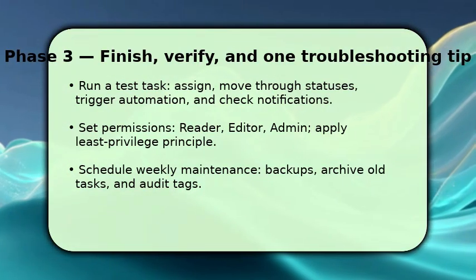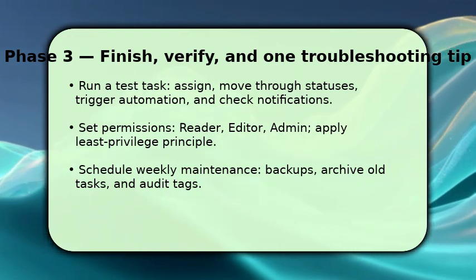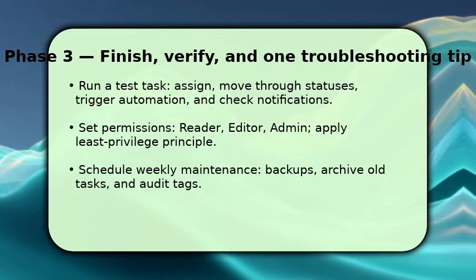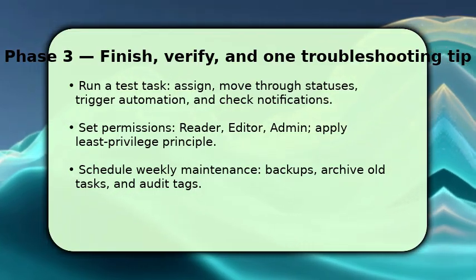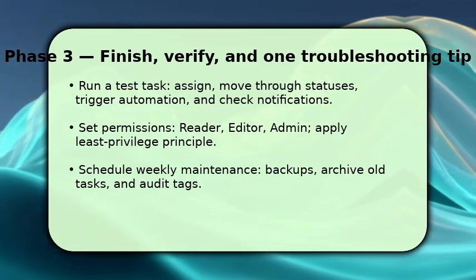Finish by testing end-to-end. Create a test task, assign it, move it through the workflow, and confirm automations and notifications fire correctly. Then lock down permissions using reader, editor, and admin roles so people see only what they need.